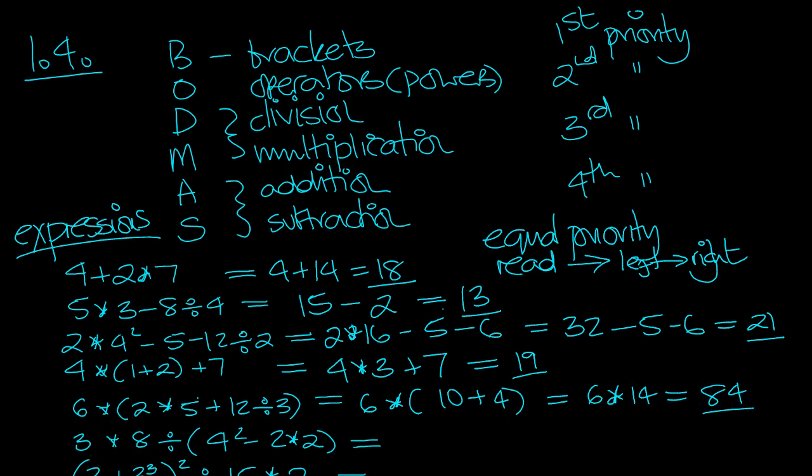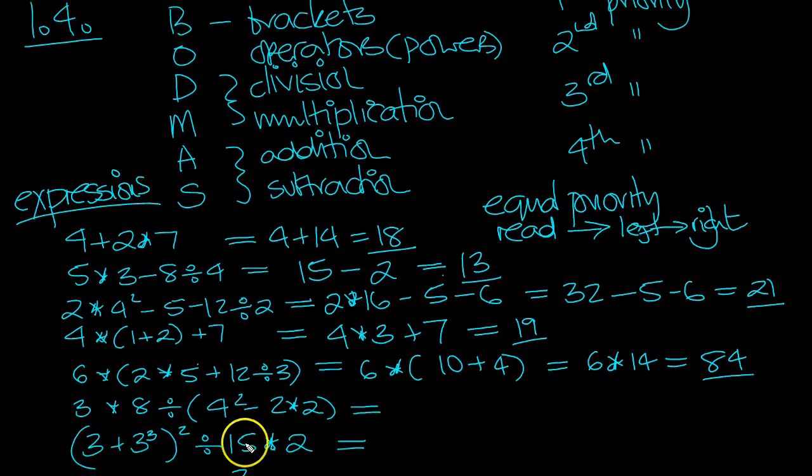Okay, next one, bracket first, and then powers. So here's the bracket, do that first. So it's 3 times 8 divided by, and then we've got our bracket. 16 is the power, minus 4 is 12. So I'm just going to write 12 for the whole bracket then. So we've got 3 times 8 divided by 12. Because it's equal priority, we just go from left to right. 24 divided by 12 is 2.